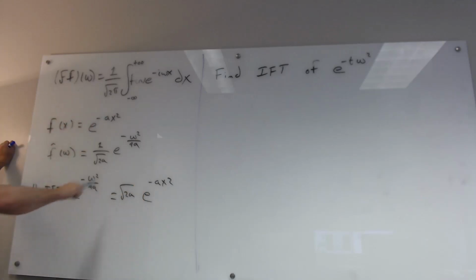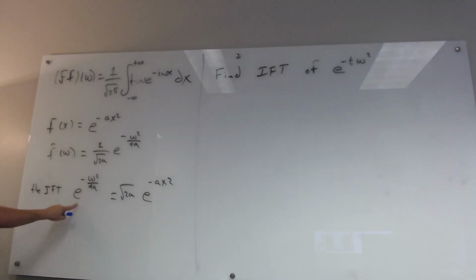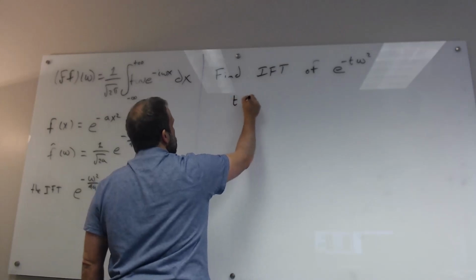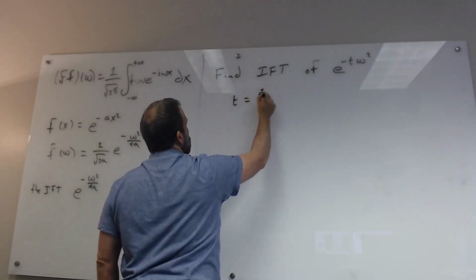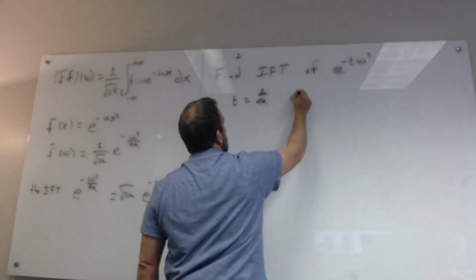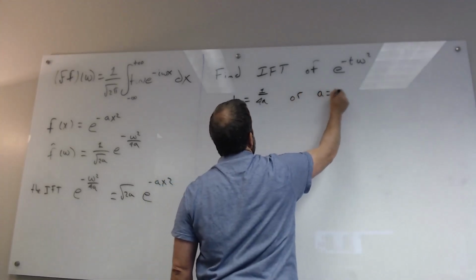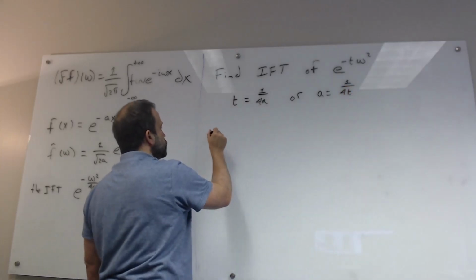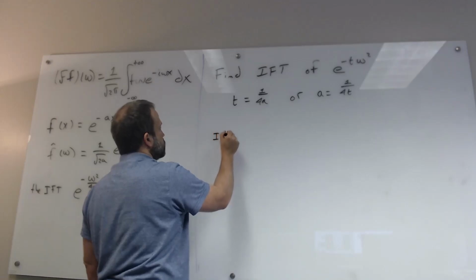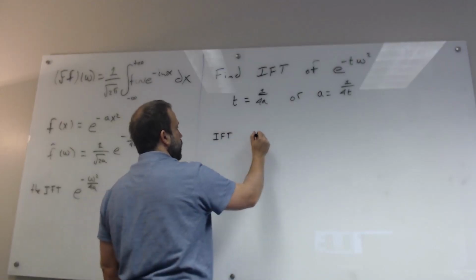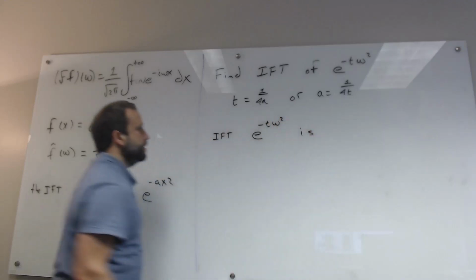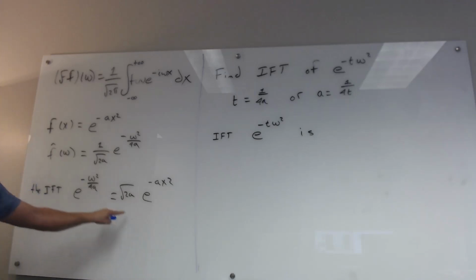And I want to use this fact over there. So I'm starting with this, and if I compare these two things, it looks like I need to have t equal to 1 over 4a, or this is equivalent to saying a is equal to 1 over 4t. So the inverse Fourier transform, which I'm just going to call IFT for now, of e to the minus t omega squared is going to be this formula here, but wherever I see an a, I'm going to put 1 over 4t.